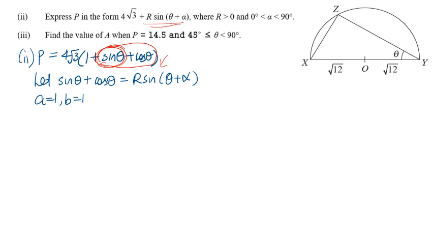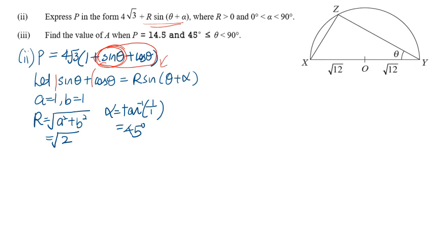Alright, so A is 1, B is 1, okay, this is 1, this is 1 also. So A is 1, B is 1, so R is square root 2. So alpha will be tangent inverse 1, which is 45 degrees.